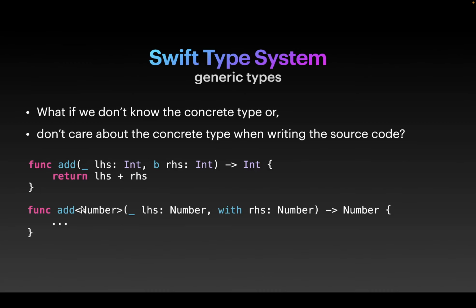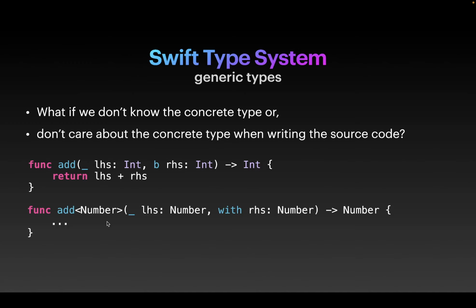The syntax is pretty much like other popular languages. It goes with angle brackets, and this is the virtual type. You don't know what kind of type it is, you just give it a name. For example, I go with Number, and I replace all the types with this label. I take a Number and return a Number. You can implement your add function in this way.